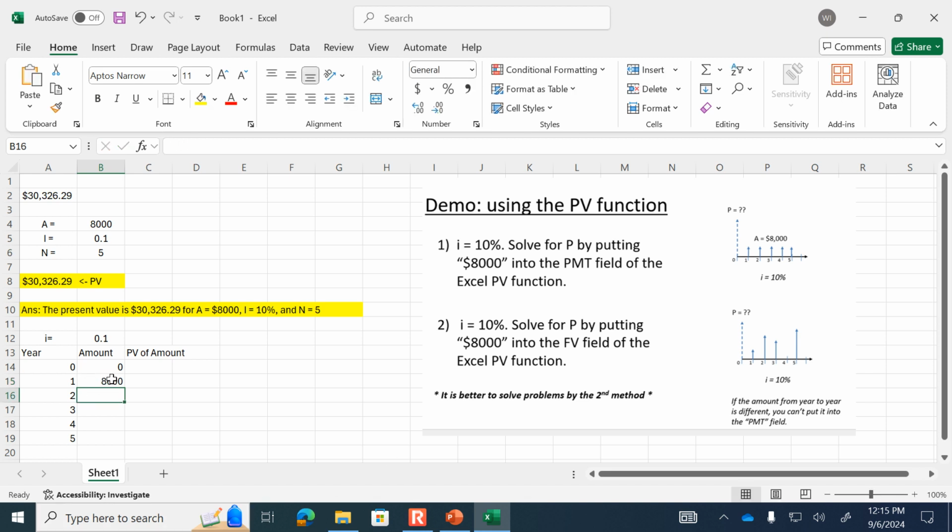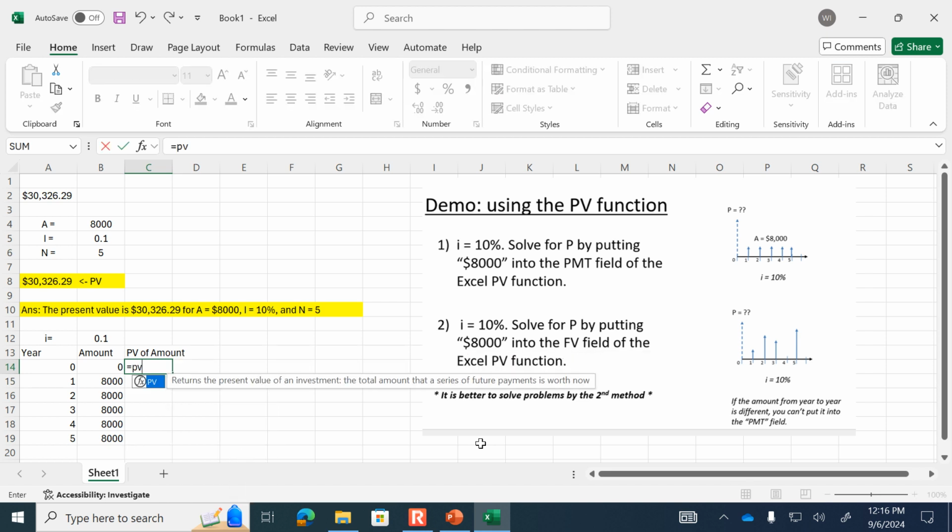And rather than type 8,000 over and over, once you've got it typed in one time like this, there's this extra thick green block in the lower right. You can just grab onto that and drag it down, and it'll repeat the value so that you don't have to type it over and over. Okay, so equals PV parentheses, and it starts to prompt me. Okay, so rate, I'm going to click in this location.